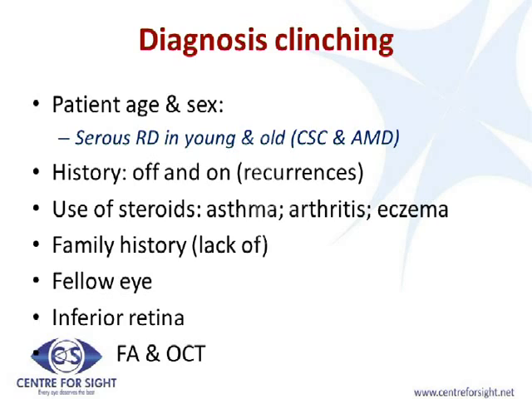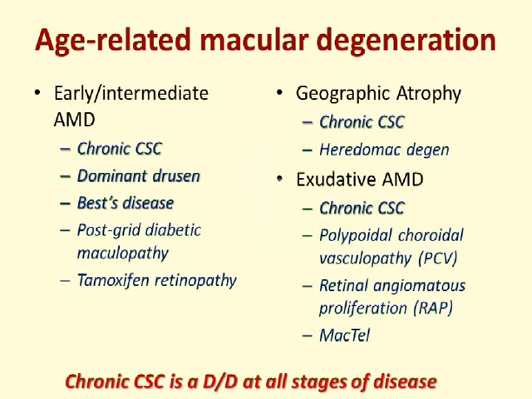There's generally a lack of family history when you have those pictures of so-called Stargardts or HMD. Look at the fellow eye, and sometimes just a look at the inferior retina will suffice to make the diagnosis in a teardrop CSCR, as I showed before. The only investigations we are ever going to need are fluorescein angiography and OCT and a little bit of common sense. Now let's come to age-related macular degeneration.